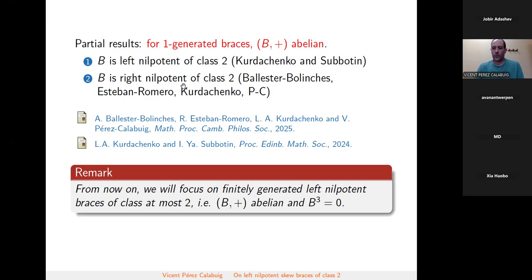So from now on, we are going to focus on the general case. So we are going to focus on the case that B is a finitely generated left nilpotent brace of class at most 2. So we are considering braces with the additive group abelian and such that B^3 is equal to 0. And according to the previous main result, the fourth term of the right series is equal to 0.